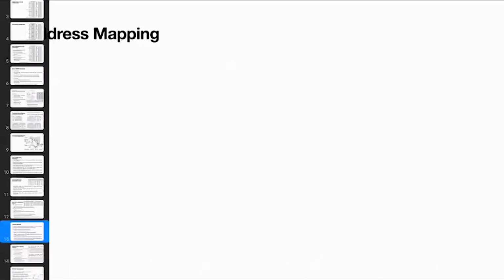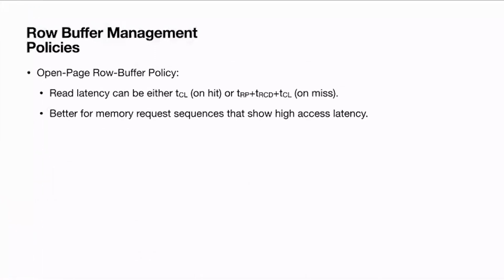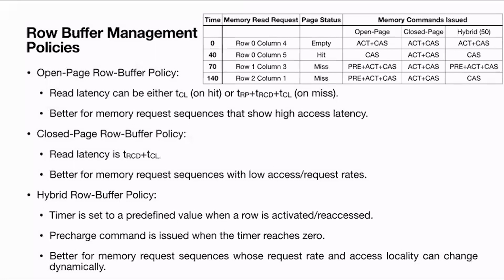So, can you go to the previous slide? Right, yeah. In this table, we have a page status as hit for row 0 and column 5. That is understandable if you are following the open page row buffer policy, because empty, hit, miss are only for the open page policy.